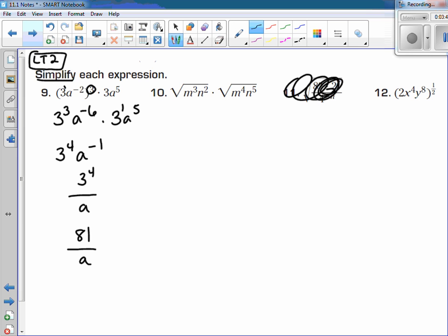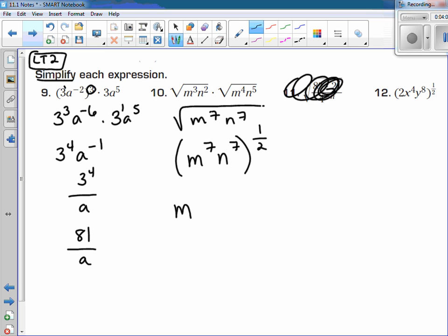On the next example, you're multiplying radicals again. We just did one where you multiply the numbers underneath. So if you're multiplying these two terms underneath, you're adding the exponents. So you get the square root of m to the 7th n to the 7th. I want to rewrite this without a radical. So the 1/2 power. That would be nice. I went ahead and distributed.